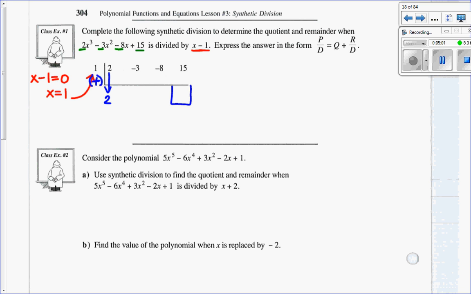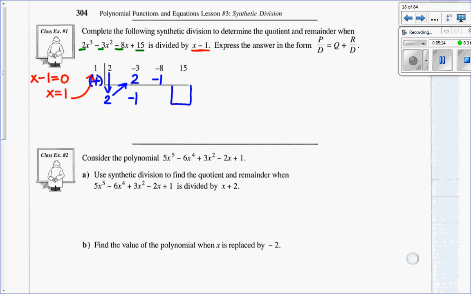So I bring down the 2, then I multiply this 2 by the 1 that's out front. So 2 times 1 is 2, and I put that answer right here. Then I add down the column. So negative 3 plus 2 is negative 1. Then I take this negative 1 and I multiply it again by my divisor out front, the 1. So negative 1 times 1 is negative 1.